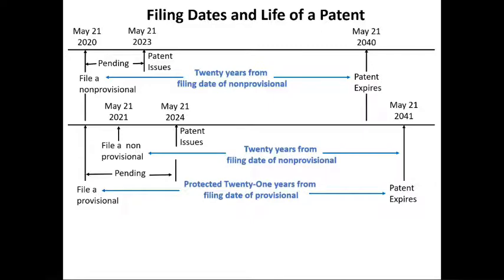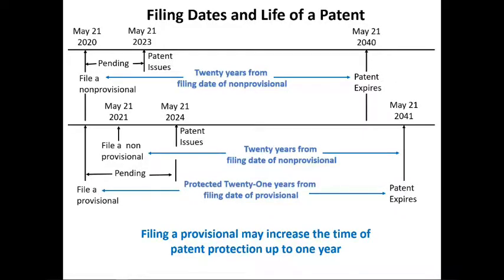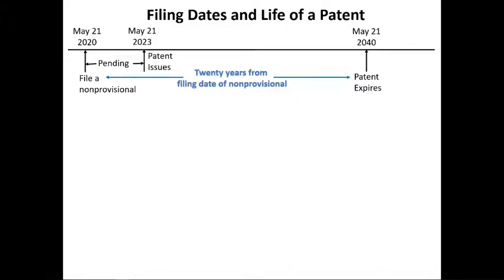Another reason you might want to file a provisional is that during this year in which you are putting together the non-provisional application, you can research the market, you can look for investors, and you can ask yourself, do I really want to file this non-provisional? It's going to cost me a lot of dollars. Yes, maybe I'll just cut my losses and forget this one. All right. So, filing a provisional can add a year to the life of your patent.